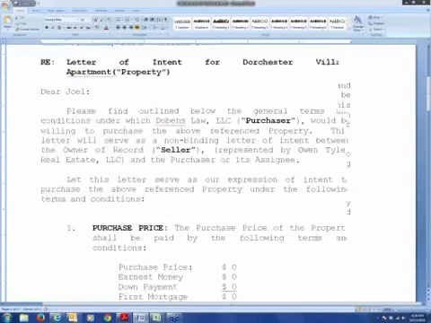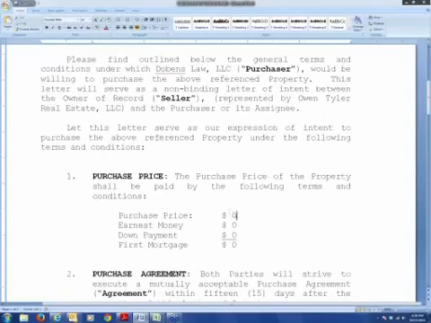All right. Now, purchase price. What do we say? 3.7? Fine. 3.7. And the earnest money, we're going to give him 10% of that. So $37,000. 37 is my dyslexia. Almost cost me a lot of money. And then the down payment.